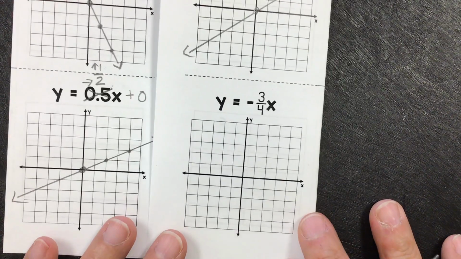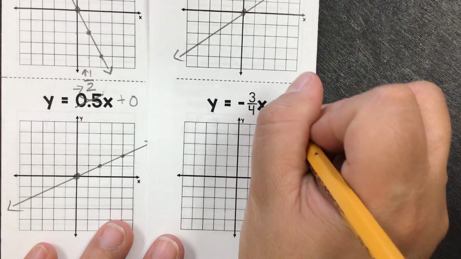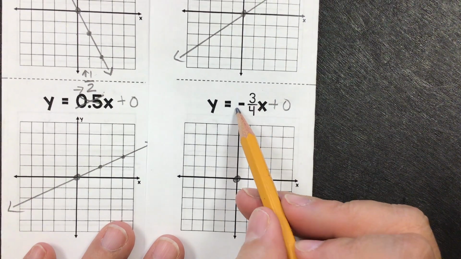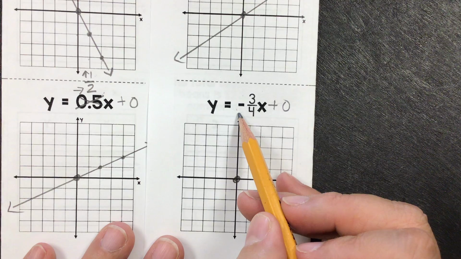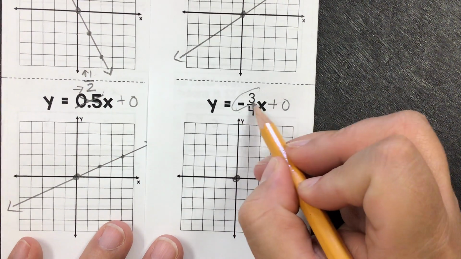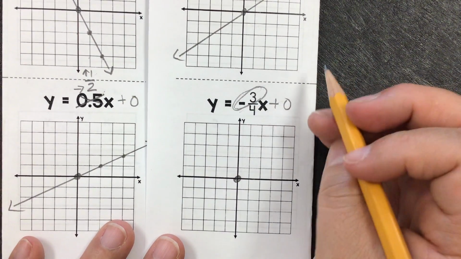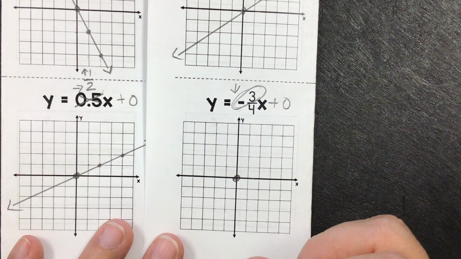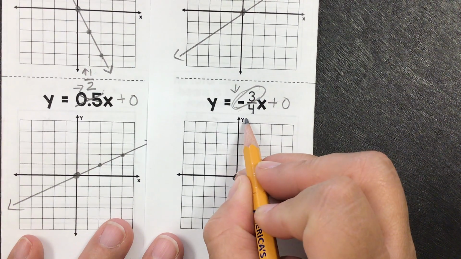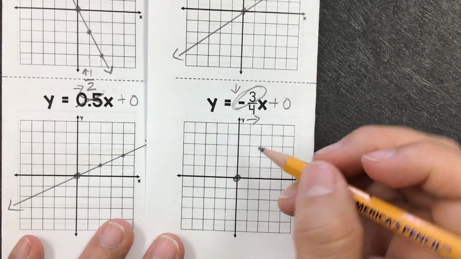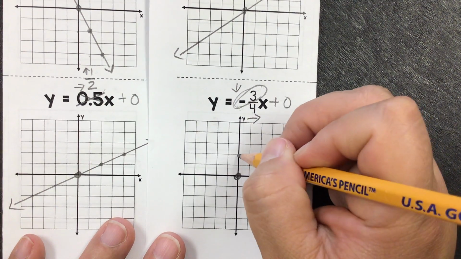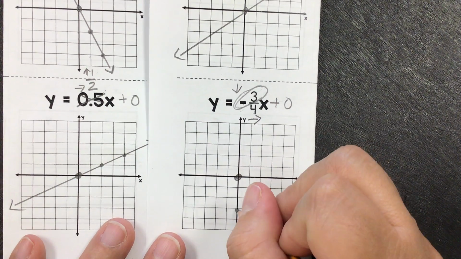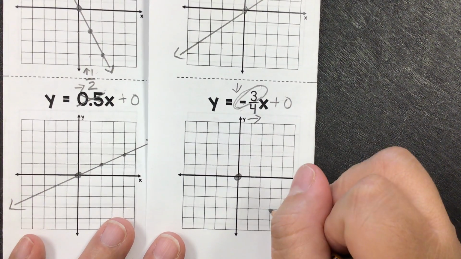All right, so for this one, we still need to start at the 0. But how do we move? That negative sign can't go in the numerator and the denominator. What I usually do is go with the numerator. That -3 then would have to go down. And then your 4 is positive, so it'd have to go to the right. So we're going to move down 3 because it was negative, 1, 2, 3, and to the right 4, 1, 2, 3, 4.